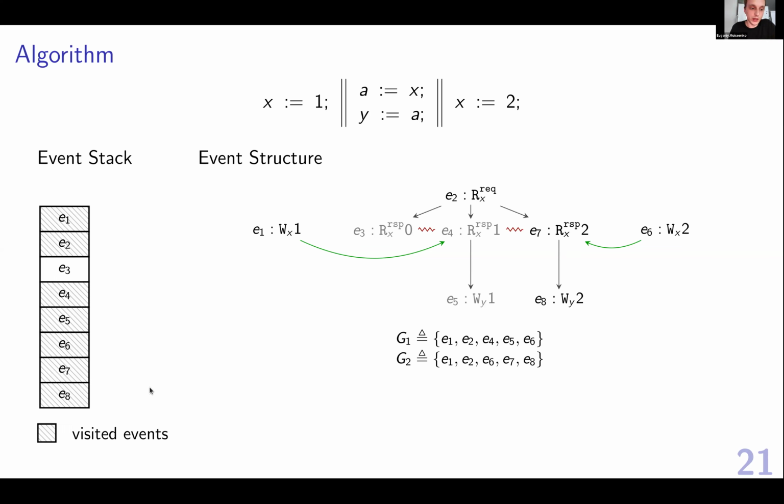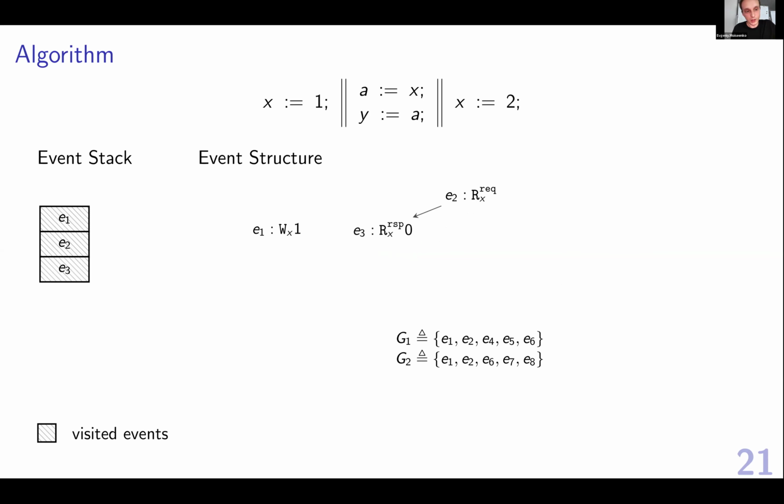And now again, we look at our event stack, find the first unvisited event, and go back to it. Basically, we remove all the events from the stack that are after this event because we no longer need them. So we get to this point, and from here we again start executing the program, adding events. And we reach the last execution of this program.